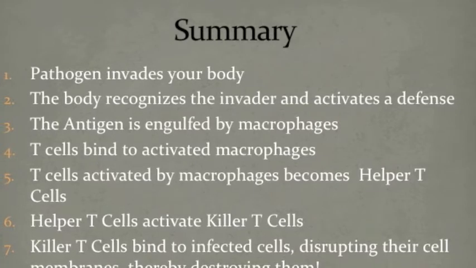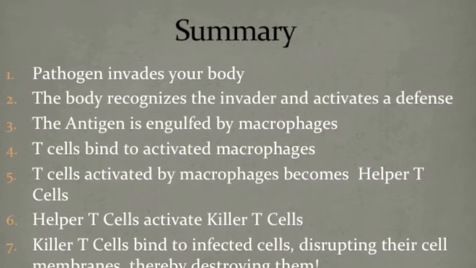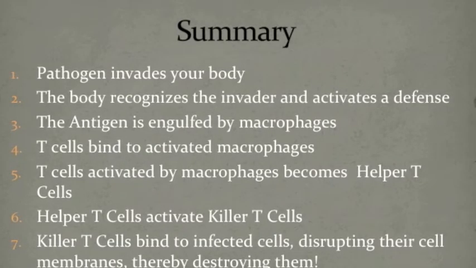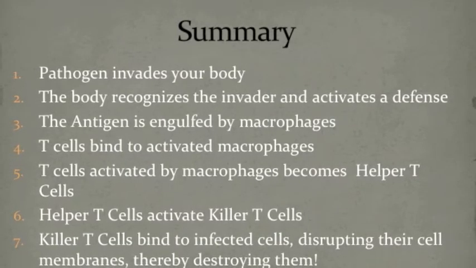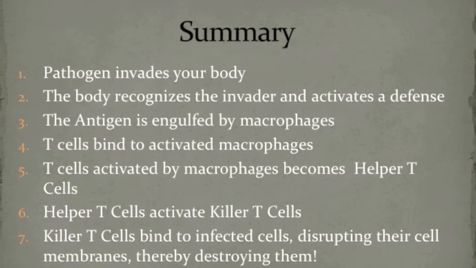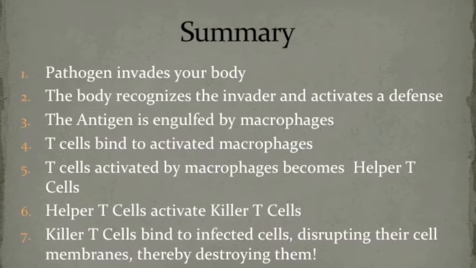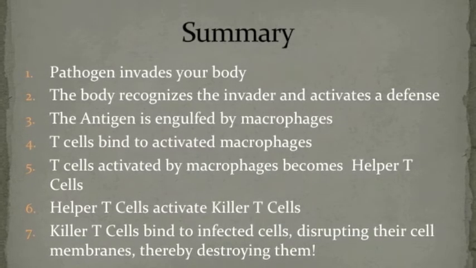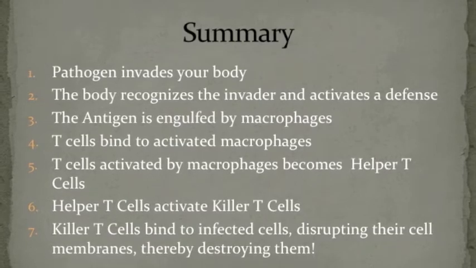So in summary, a pathogen invades your body, the body recognizes the invader and activates a defense, the antigen is engulfed by macrophages, T cells bind to activated macrophages, T cells activated by macrophages become helper T cells, activate killer T cells, which bind to infected cells, disrupting their cell membranes, thereby destroying them.